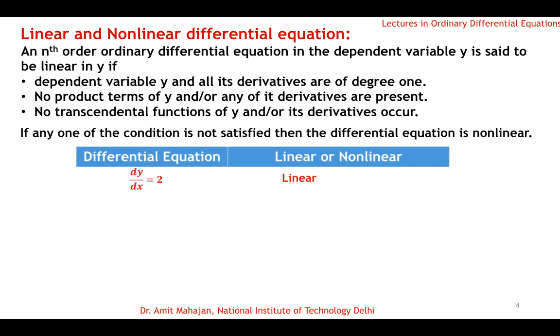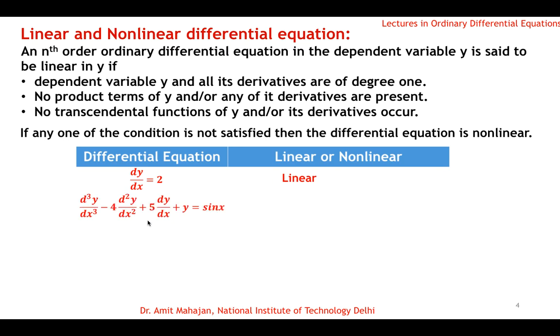Okay, say for example, dy by dx is equal to 2. So there are two terms in this differential equation. On one side dy by dx, the other is 2. This is a constant number, and the dependent variable is y, which occurs only one time in this equation. Okay, so this differential equation is linear. The dependent variable has degree 1, the y power is 1. The dependent variable is not multiplied with the dependent variable, so this y is not multiplied with any other y. And there is no transcendental function of y. So this differential equation is linear.